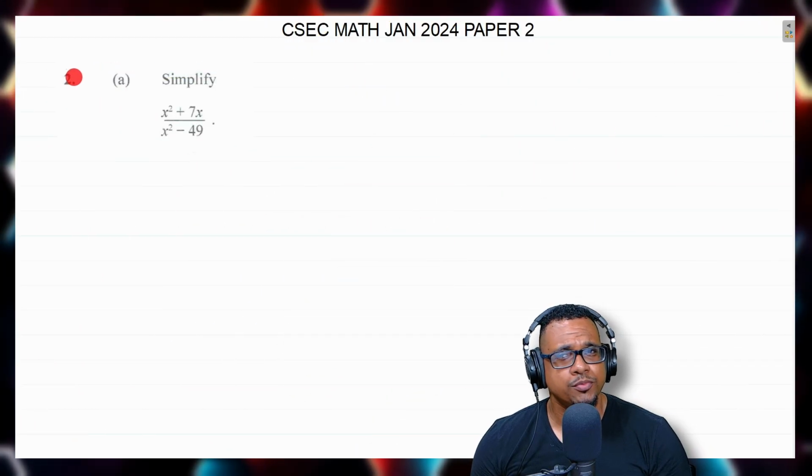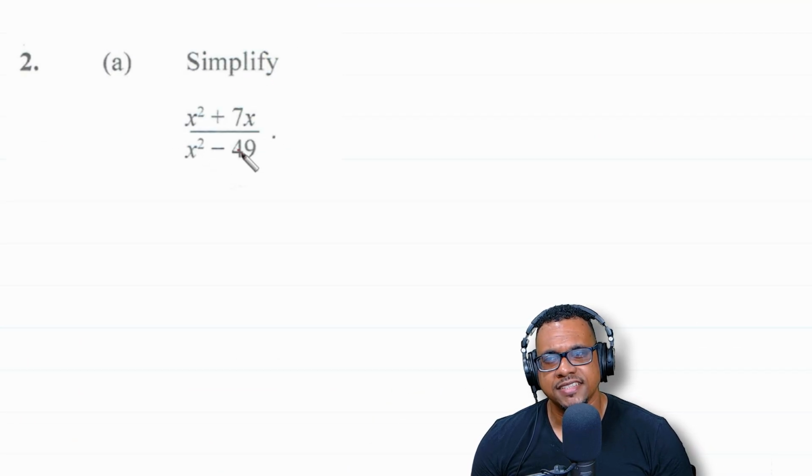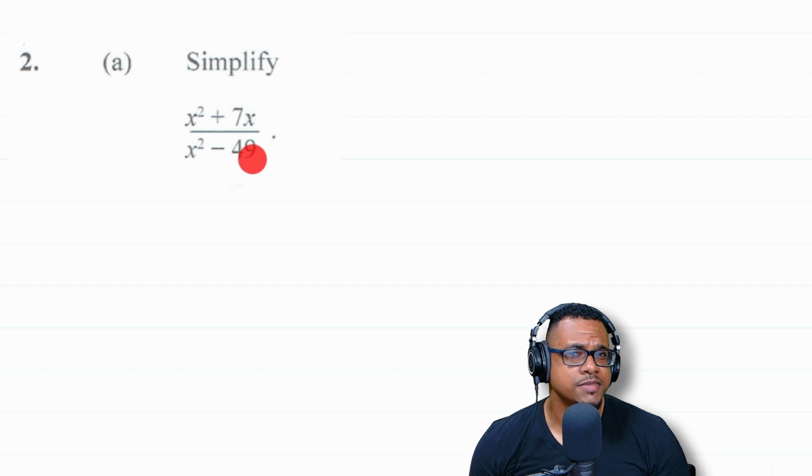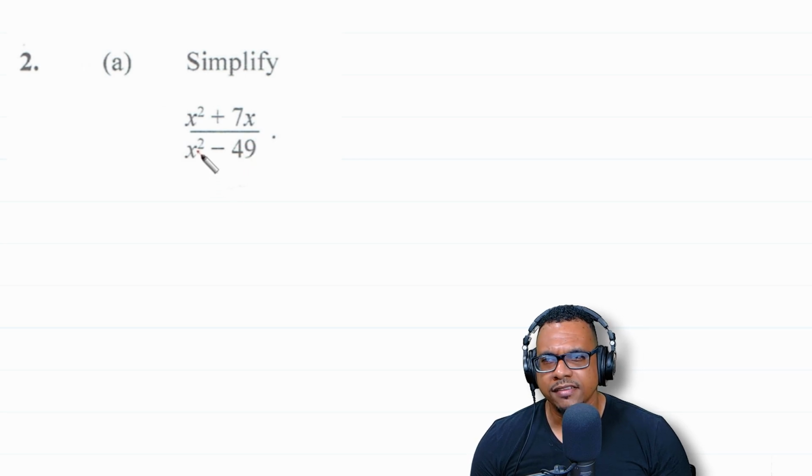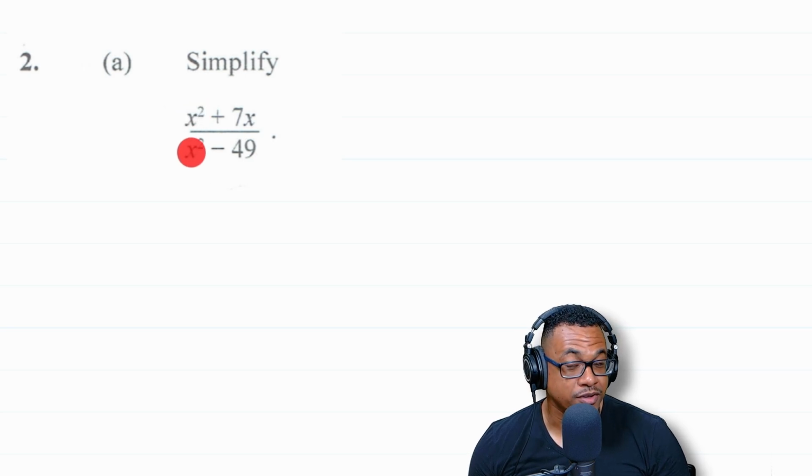So moving on to question 2, part A, we have to simplify this algebraic expression. Now, we notice that you have two terms in the numerator and two terms in the denominator. Therefore, we cannot cancel a term in the numerator with a term in the denominator. So this x squared here cannot cancel with this x squared down here. We'll have to find another method.